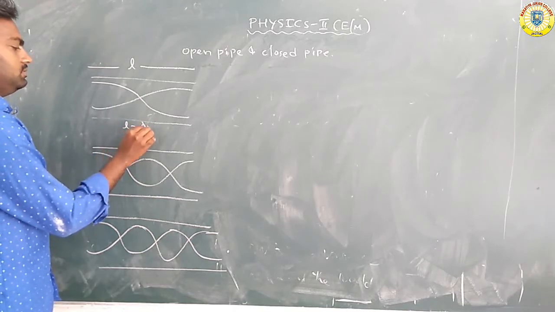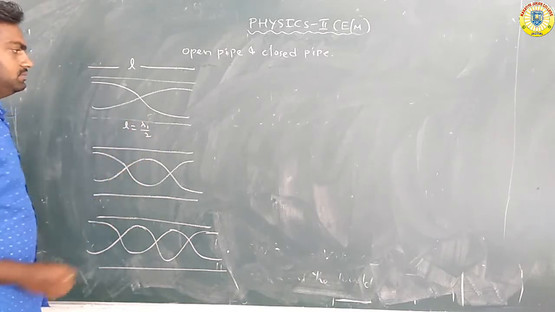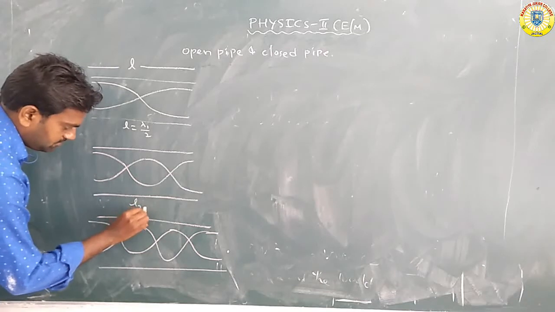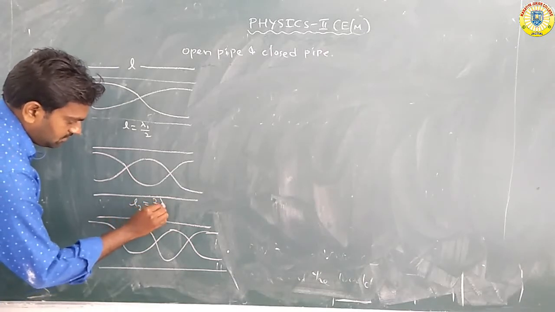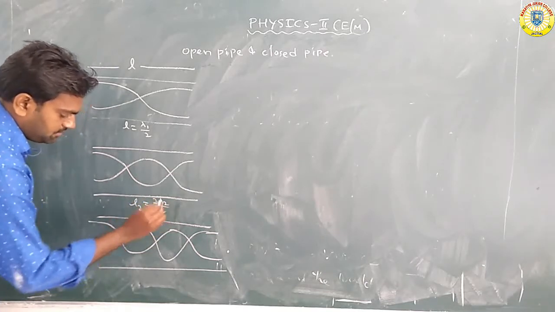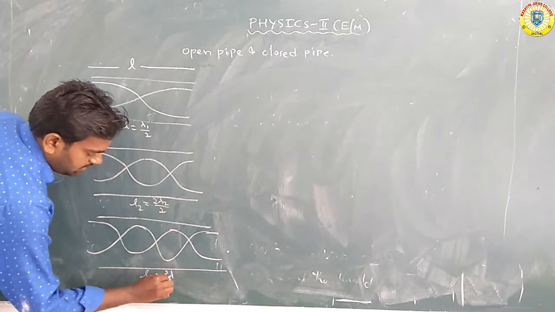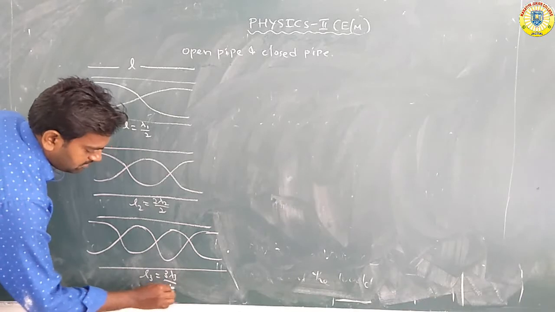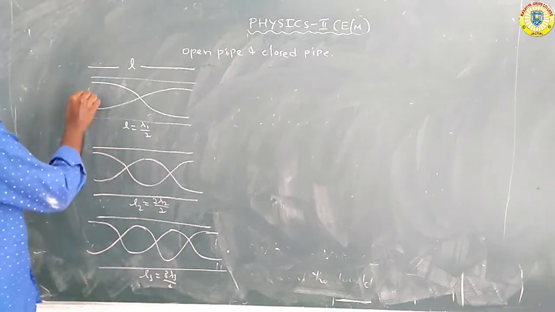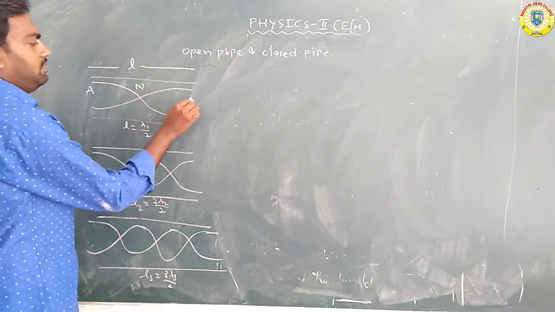L is equal to lambda 1 by 2. L is equal to 2 lambda 2 by 2. L is equal to 3 lambda 3 by 2. So antinode, node, antinode.